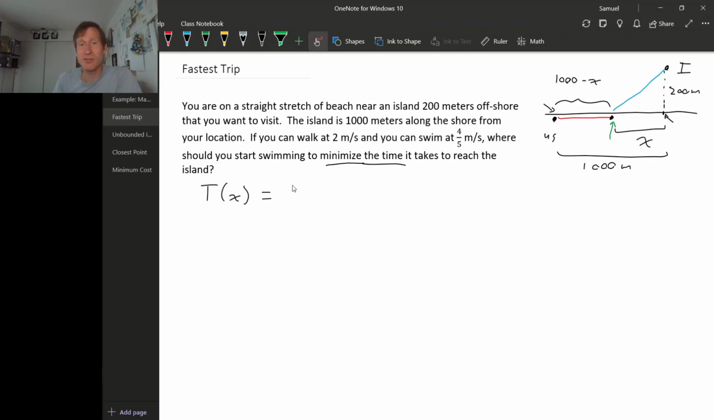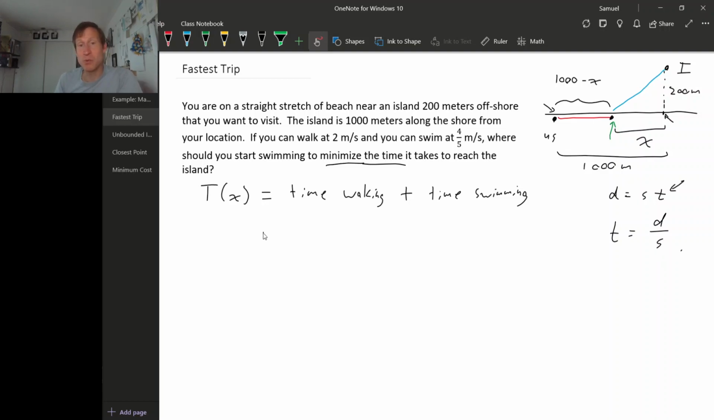Well, the time that it takes is going to be the time that we spend walking plus the time that it takes swimming. Okay, well, how long does it take to do this walking leg of the trip? Well, in general, if you're traveling at a constant speed, the distance that you cover is the speed times the time that you travel. So we want to find the time, so we need to just solve this for t. So t is the distance over s.